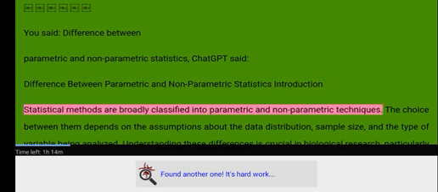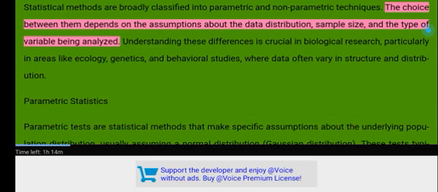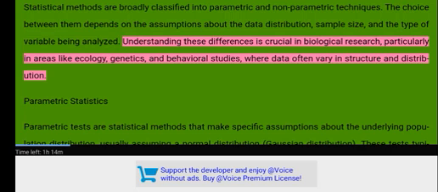Introduction. Statistical methods are broadly classified into parametric and non-parametric techniques. The choice between them depends on the assumptions about the data distribution, sample size, and the type of variable being analyzed. Understanding these differences is crucial in biological research, particularly in areas like ecology, genetics, and behavioral studies, where data often vary in structure and distribution.